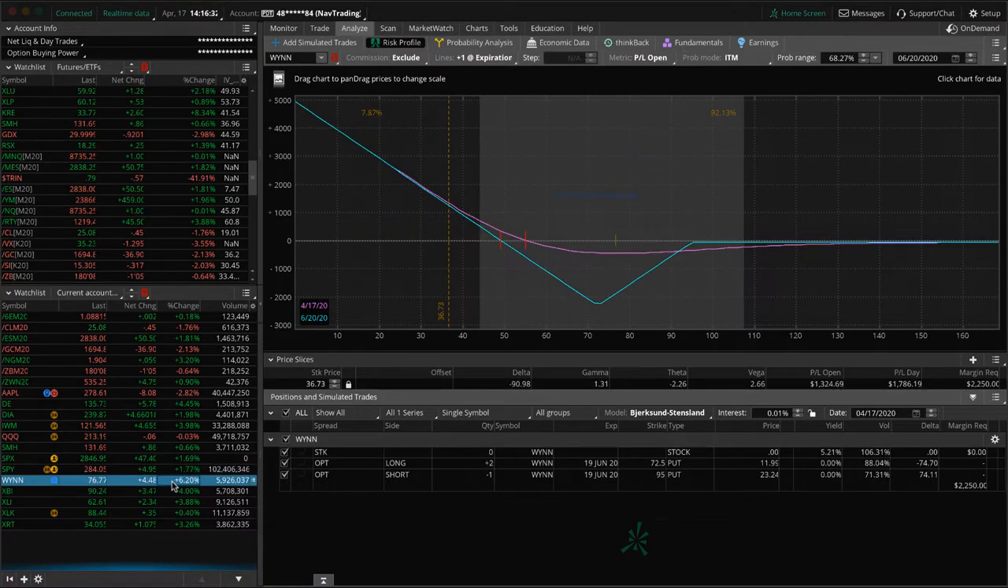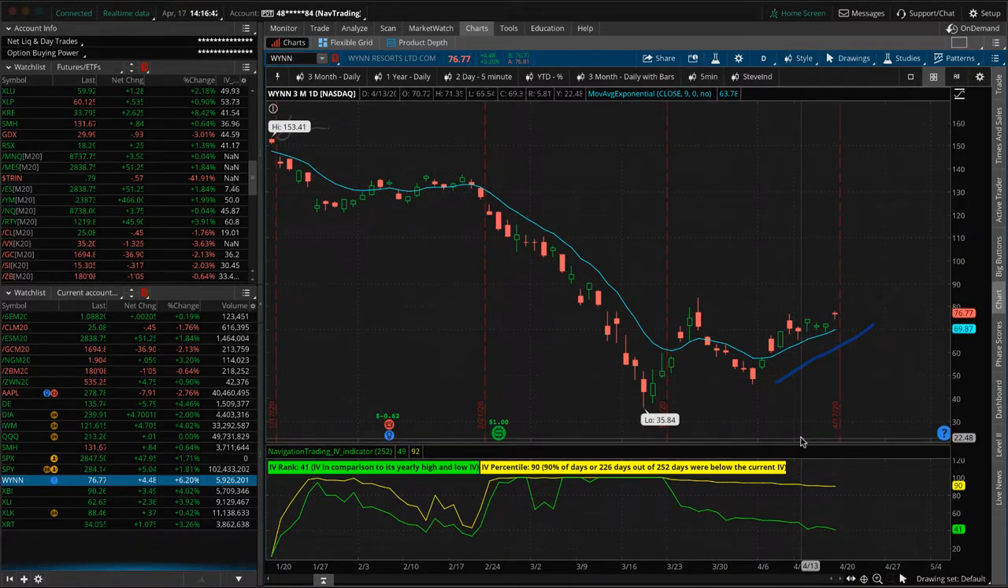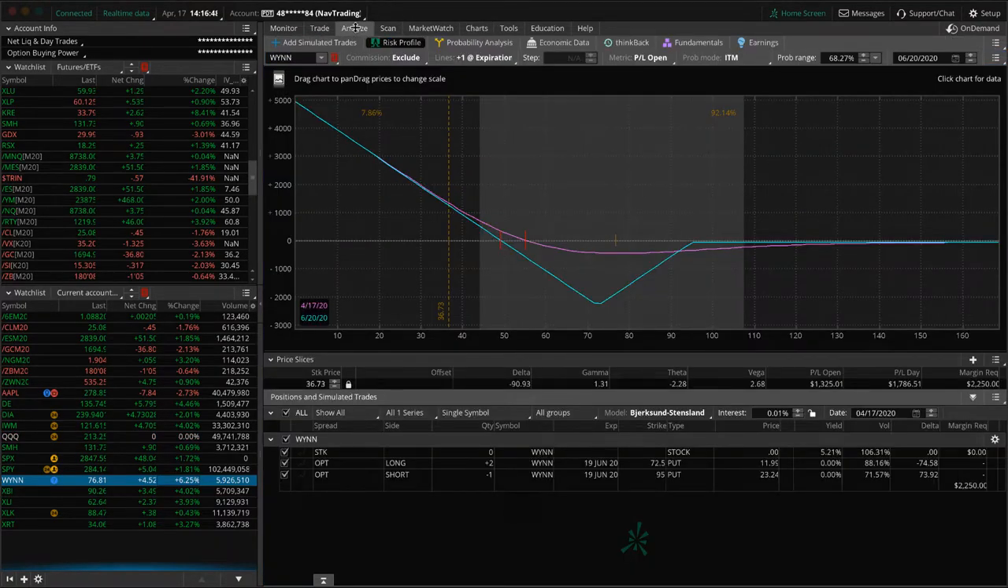Wynn, big move up today. Disappointing, up 6%. Not what we were looking for. Wynn's been on a nice little tear to the upside. So apparently they're expecting people to get back to gambling pretty soon here. But we've got this bunker trade on.